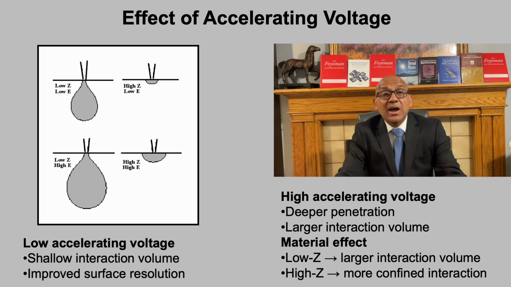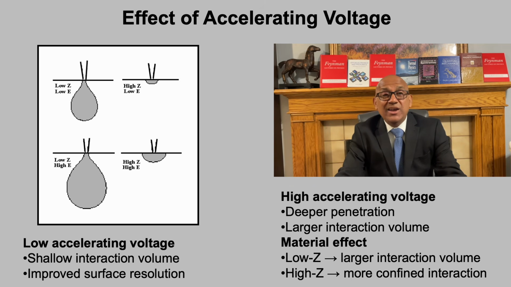resolution. Now look at the right side, which shows a high Z material. Even at the same beam energy, the interaction volume is much smaller. High Z atoms scatter electrons more strongly, limiting penetration and confining interactions closer to the surface. Comparing top to down, increasing accelerating voltage always increases penetration depth. Comparing left to right, increasing atomic number always reduces the interaction volume.